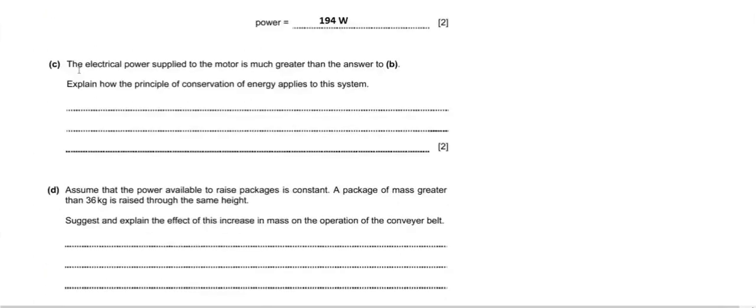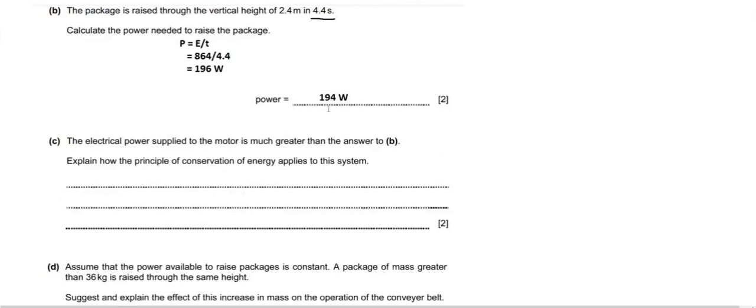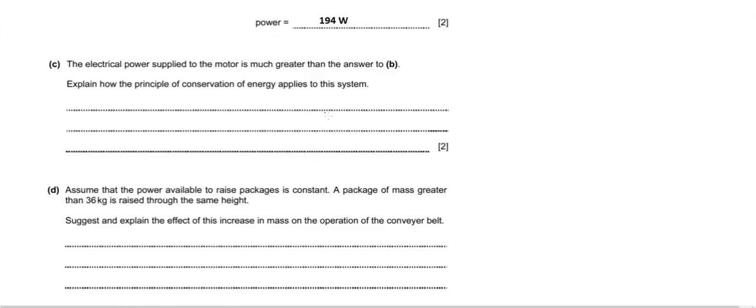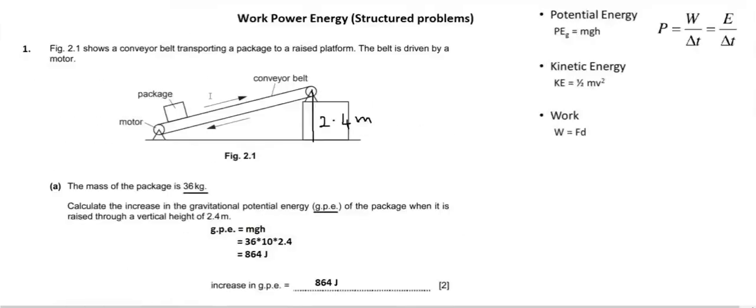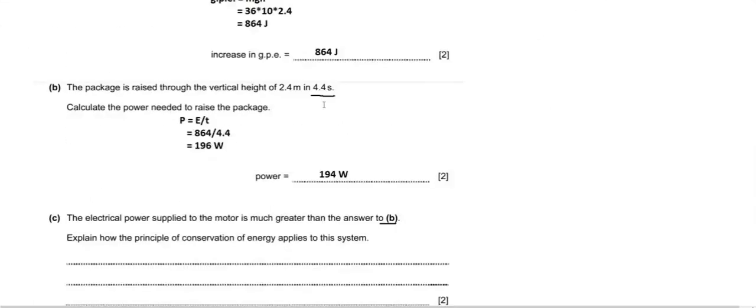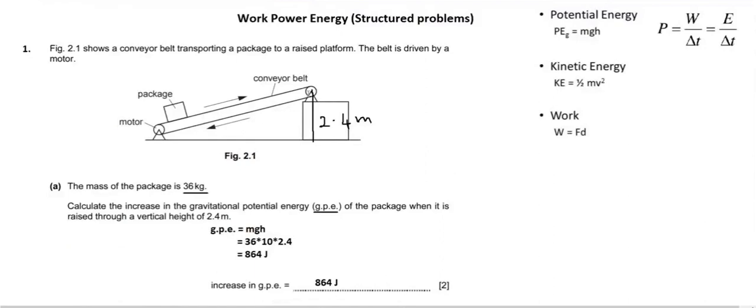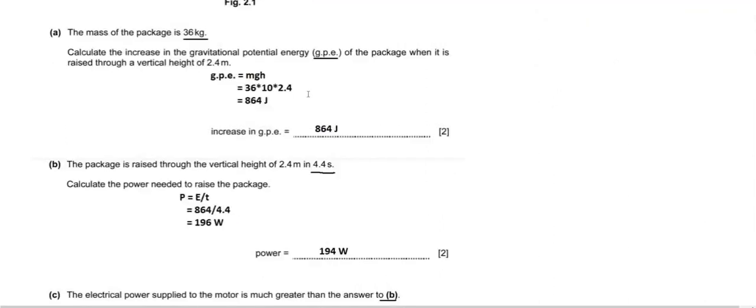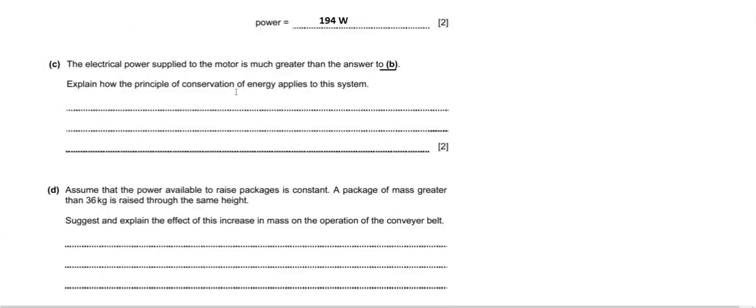Now the C question is this: the electrical power supply to the motor is much greater than the answer in B. Okay, so here we calculated the value of around 196 watt, but the actual power given is much greater than the answer given in B. Explain how the principle of conservation of energy is applied to the system. See here what happens when the conveyor belt is going from here to here, and if you are going to supply this much power, within this much time it is expected it will go up, but we are going to apply more power, and still how the principle of conservation of energy is taking place.